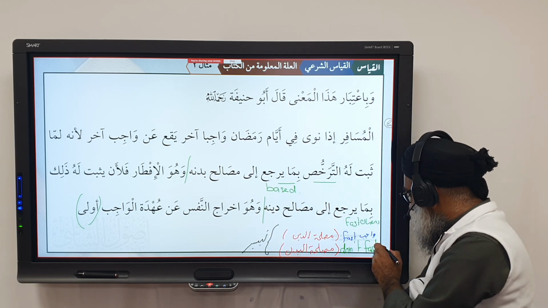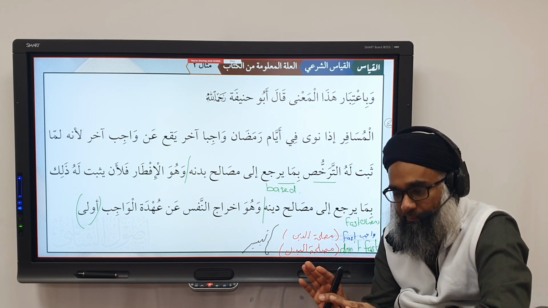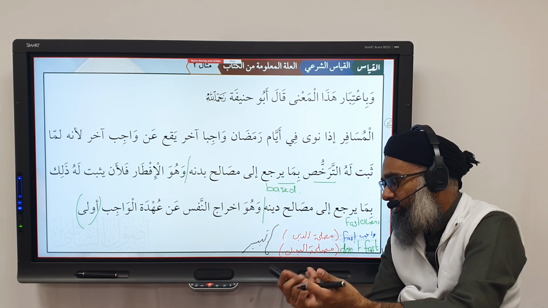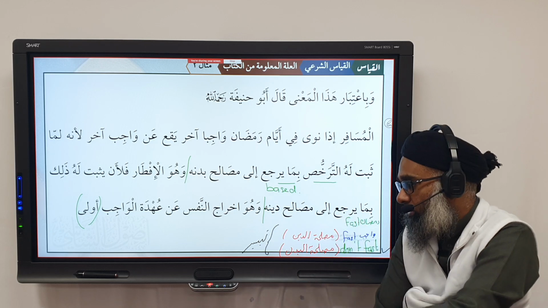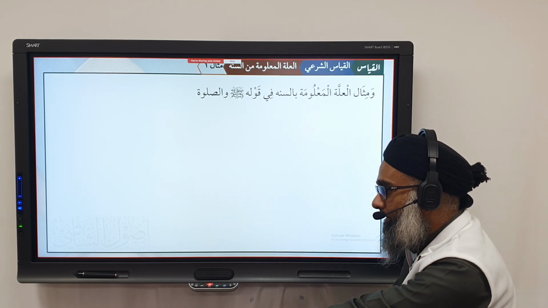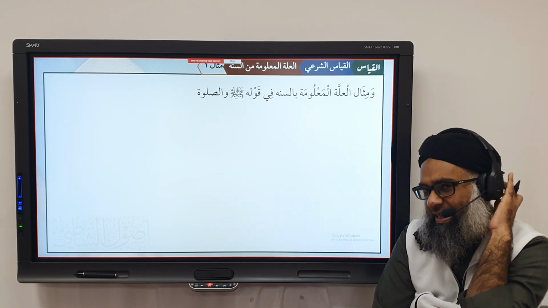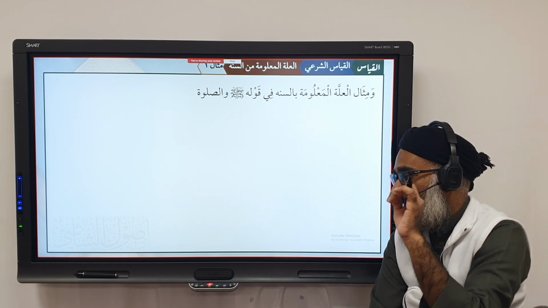So when this is thabit, to keep your body in good condition, you don't have to fast. So you can look after your deen and fulfill that wajib. That's also awla. Understood? There's arguments against that, but that's Imam Abu Hanifa rahmatullah alayhi's argument.